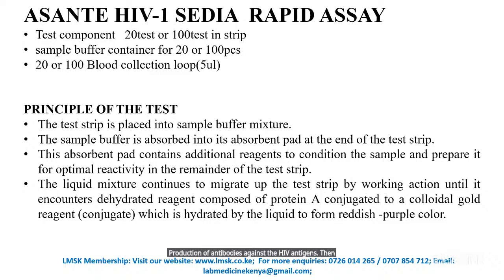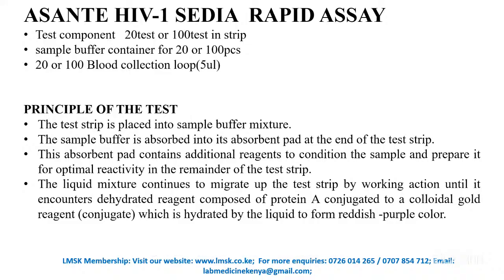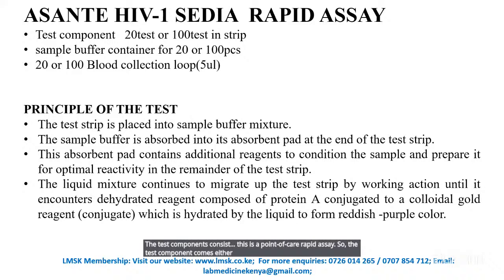Then we have an example of the point of care recency testing, which is the Asante HIV 1-2 recency testing. The test components consist of, this is a point of care rapid assay. So the test components come either in 20 tests or 100 tests.